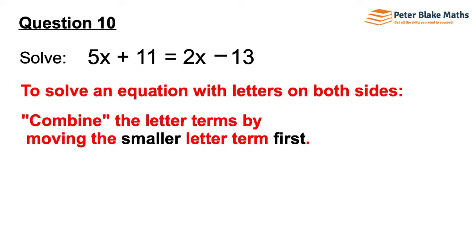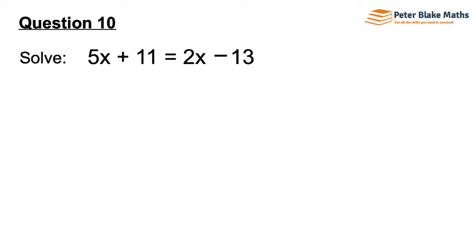So here, the smooth way here is to move the smaller letter term. In this case, it's a 2x, so we're going to move that one first. Now the 2x is a positive 2x, so we can consider it to be plussing on that right-hand side. So to move that 2x and kind of merge it with the 5x, we're going to minus 2x both sides.